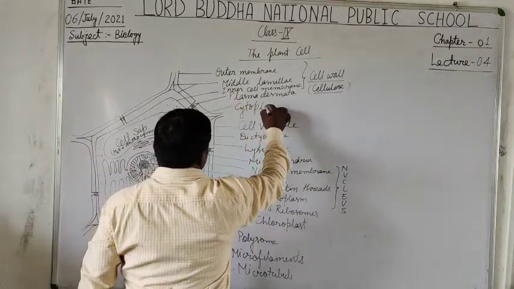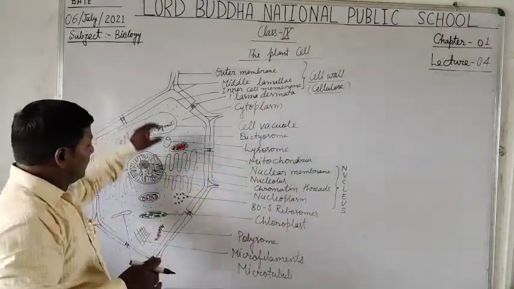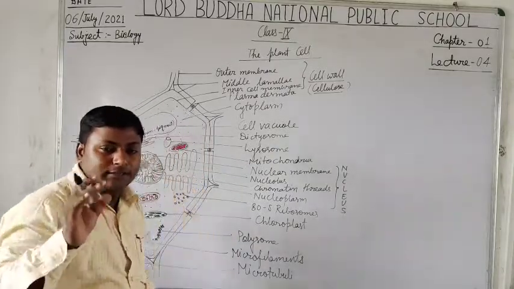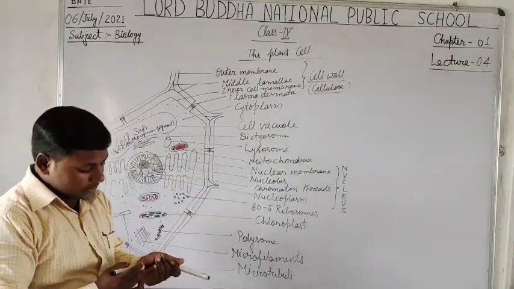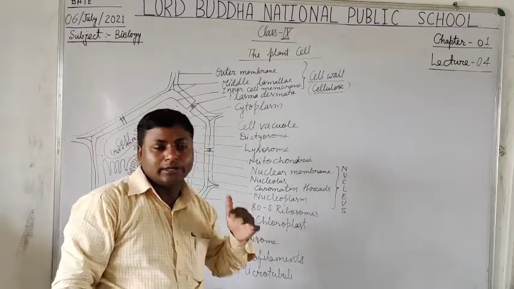Besides these students, all these dotted structures indicated inside the inner membrane or cytoplasmic membrane are cytoplasm. What is the meaning of cytoplasm? Cyto means cell and plasm means fluid. Thus, all the fluid substance present inside the plant cell is cytoplasm. Thus, students, in the next video lecture we are going to discuss the animal cell.